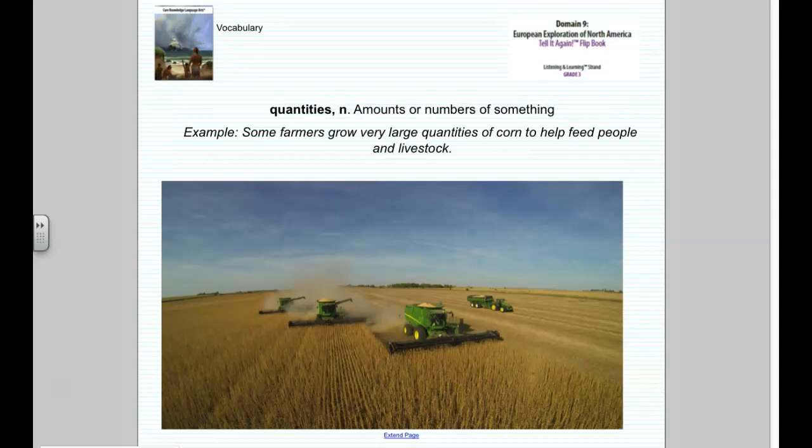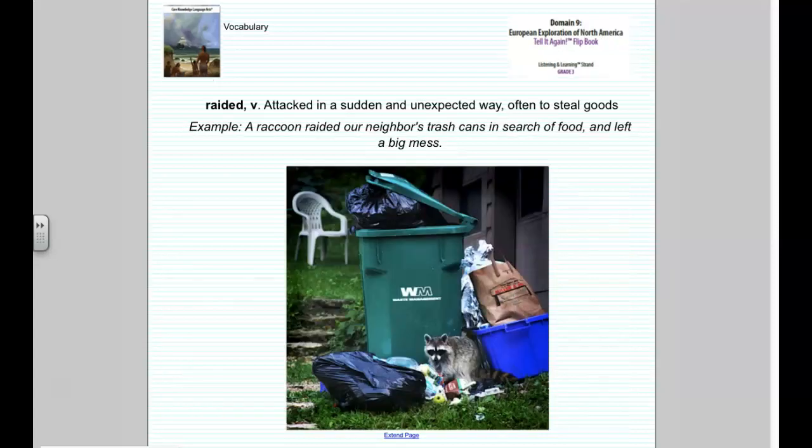Quantities, amounts or numbers of something. For example, some farmers grow large quantities of corn to help feed people and livestock. Raided, attacked in a sudden and unexpected way, often to steal goods. For example, a raccoon raided our neighbor's trash cans.